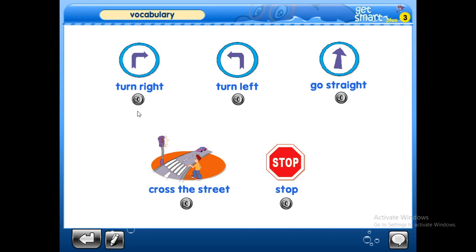Alright, now I want you to read these words. I will play the sound, okay? After that, you read after the sound, alright? Now we start.